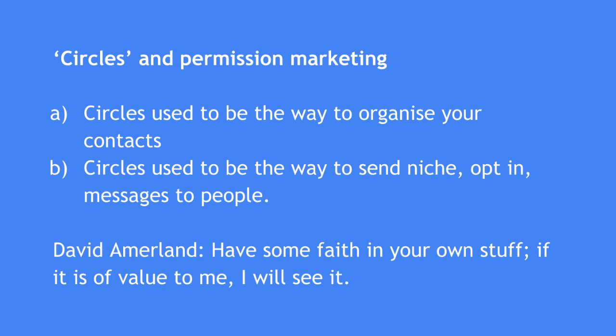Now, circles and permission marketing. This was my most favorite thing in the world about Google+. It really was. And, of course, about the people. But in terms of system stuff, it was the circles. Circles used to be a way to organize your contacts. It still is. Circles used to be a way to send niche opt-in messages to people. It's not so much anymore. And I'd actually say, because it's not so much anymore, people are not organizing their contacts in the same way to the same extent that they used to. So it still is a way, and it's kind of useful if you are an important organizer of information. I say important is, if it's important to you, then still do it.